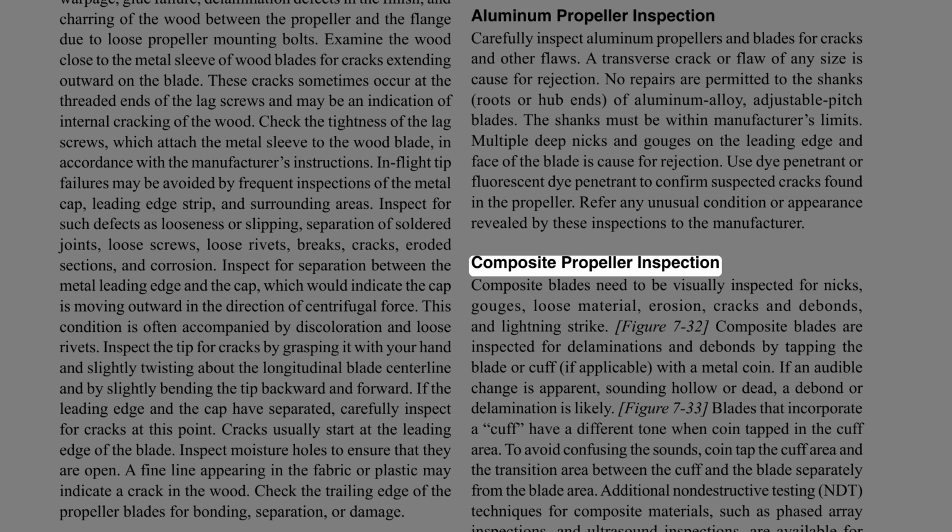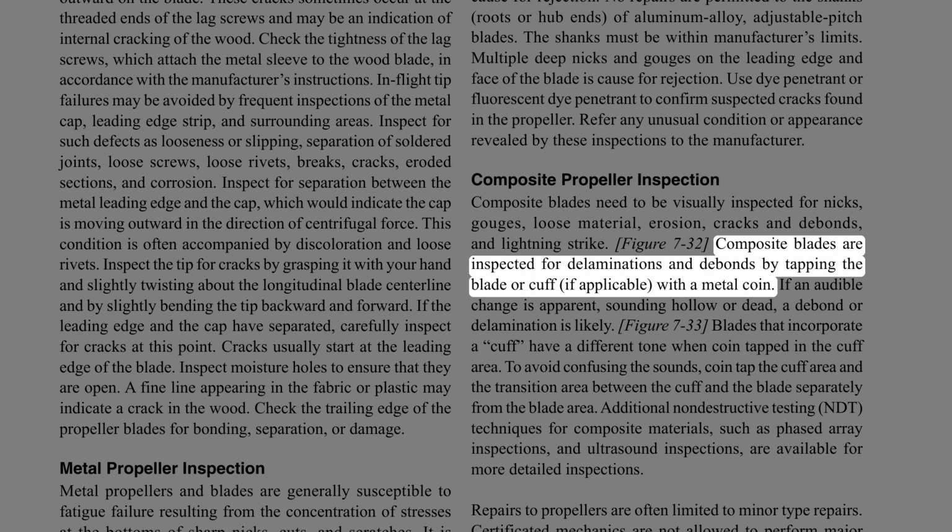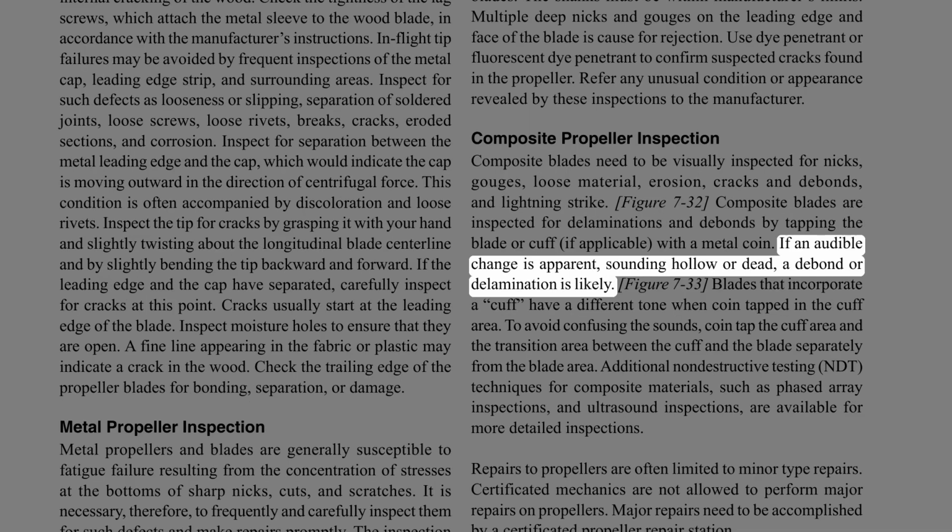Composite propeller inspection. Composite blades need to be visually inspected for nicks, gouges, loose material, erosion, cracks and debonds, and lightning strike. Composite blades are inspected for delaminations and debonds by tapping the blade or cuff, if applicable, with a metal coin. If an audible change is apparent, sounding hollow or dead, a debond or delamination is likely.